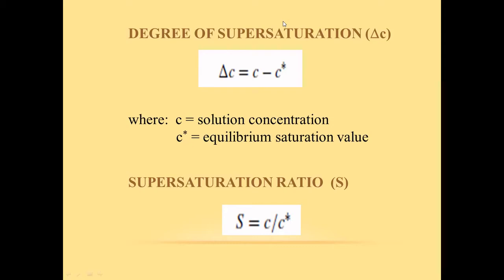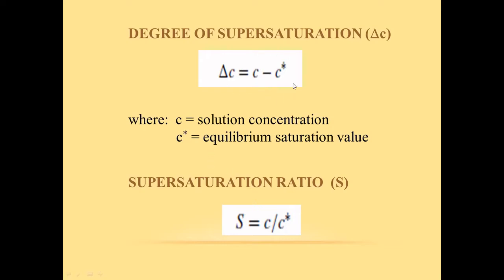Going back to what I'm saying, when we speak of supersaturation, it's represented as delta C. It simply is a measure of how much your solution concentration went beyond the equilibrium saturation value, or, if referred to in a different term in process control, how much it has already overshot the equilibrium saturation value.